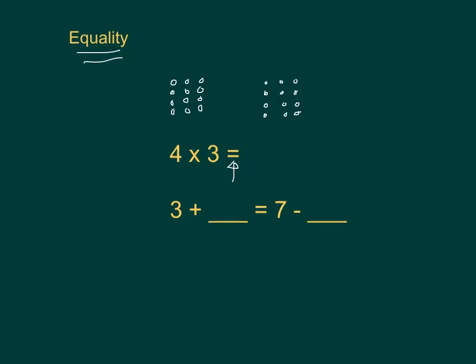People think the equal sign means you have to do something: 4 times 3, I have to transform it into a number, 12. What it actually means is what's on this side is equal to what's on this side. It's the same amount, because 4 times 3 is 12, but this is also 12, it's the same amount.